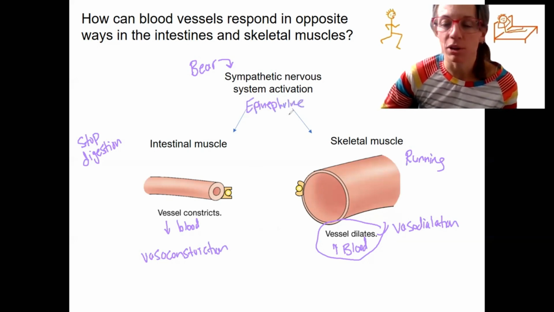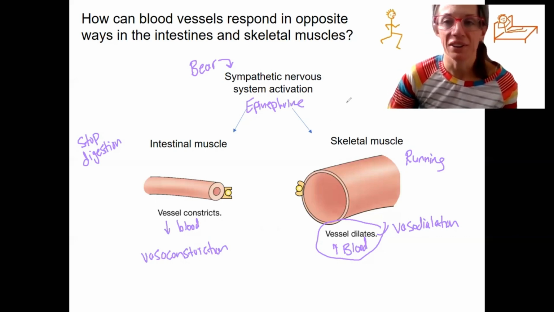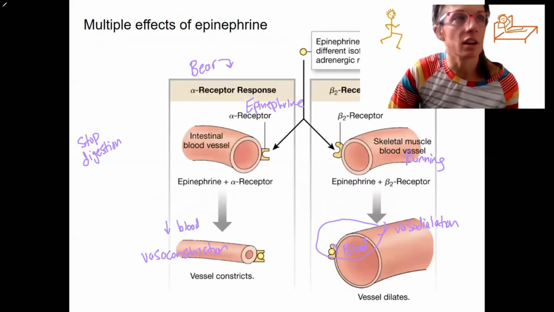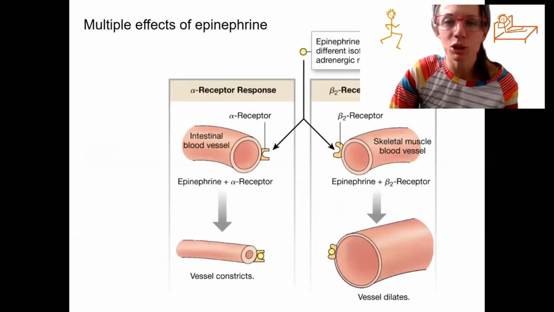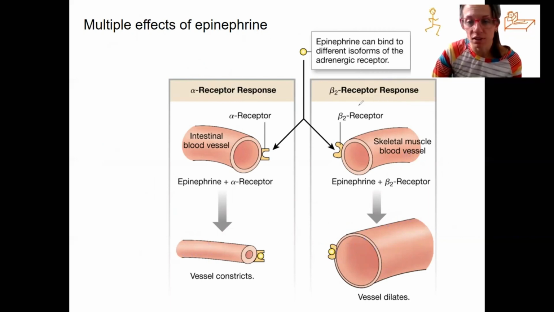Could you talk about the receptors involved in how this same hormone, epinephrine or norepinephrine, is also going to be active? I'm going to use epinephrine as an example. How can it do two different things in blood vessels? This is blood vessels in either situation. Well, the answer is different receptors. So here is a nice image of the multiple effects of epinephrine. It can bind to different types of receptors.